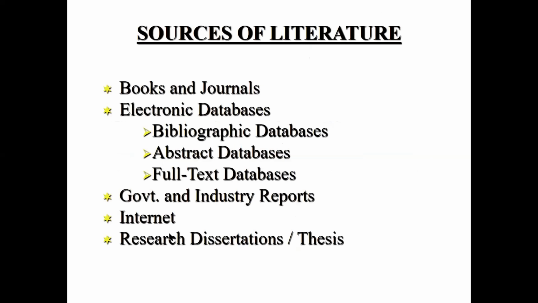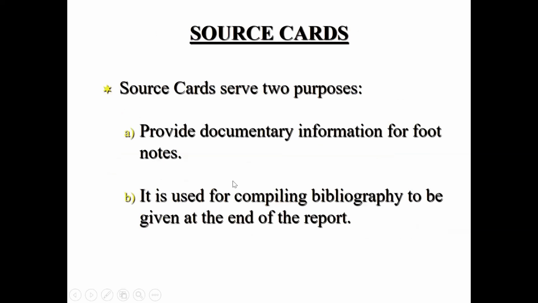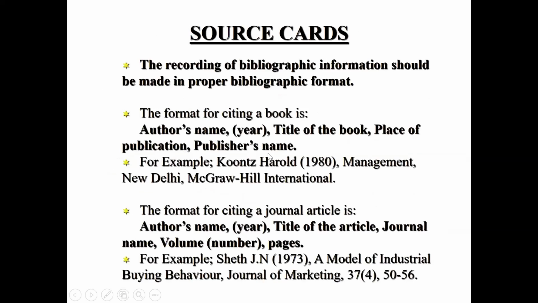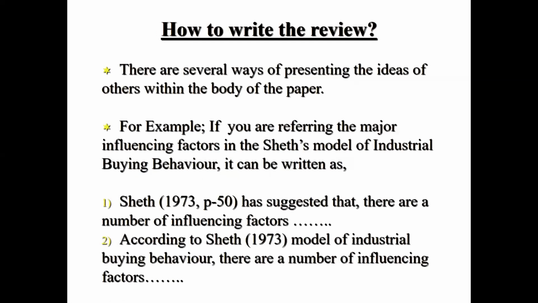Next, a suitable method of recording: the card system. Nowadays all are using two sets of cards, source cards and note cards. These are the source cards, which can be coded by a simple system. How to cite a book, this is the format. Detailed information extracted from a printed source is recorded on the note cards. You should have all these things, then only will you become a full researcher, because it's our work and we have to do it in a correct manner.